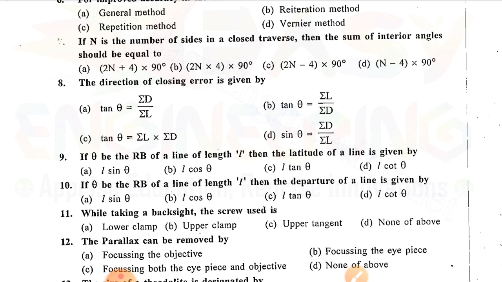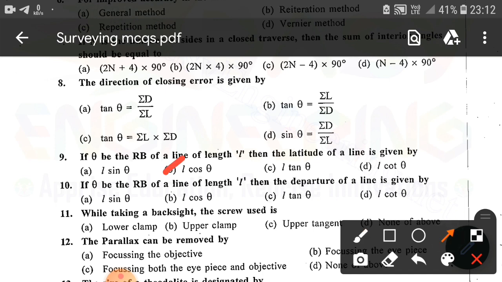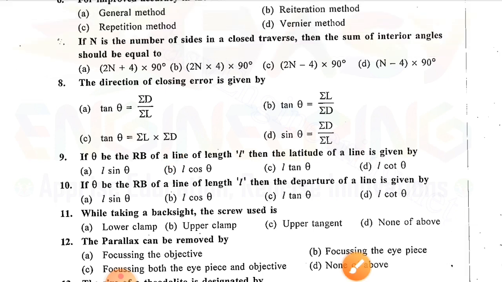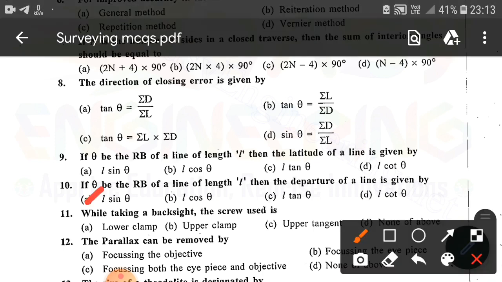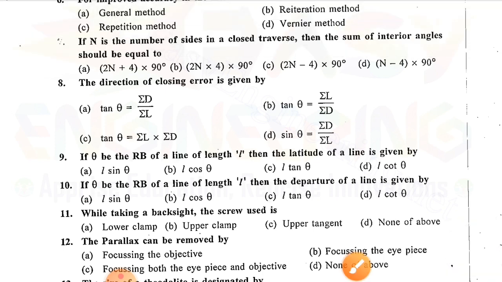Question number 9, if theta be the RB of a line of length L, then the latitude of a line is given by. Option B is correct, L cos theta. Question number 10, if theta be the RB of a line of length L, then the departure of a line is given by. Option A is correct, L sin theta. Question number 11, while taking a backsight, the screw is. Option A is correct, lower clamp.